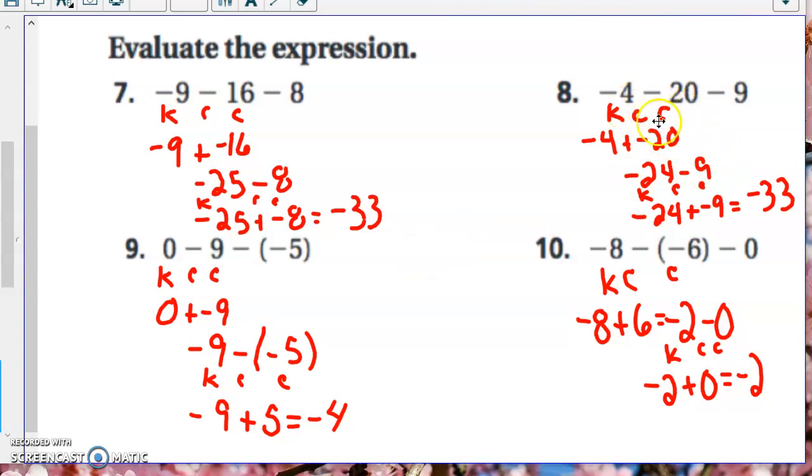Okay, negative 4 minus 20, keep, change, change. That's negative 4 plus a negative 20, because the opposite of 20 is negative 20. Those have same sign, so I add and keep the same sign. That's negative 24. Then I bring down the minus 9.